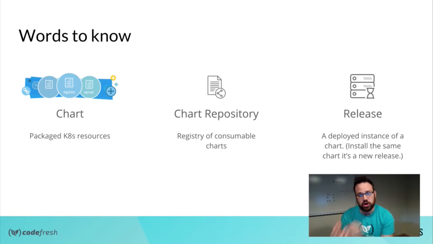The other thing to know about is a chart repository. Think of this as Docker Hub, but for charts. It's a registry where people can consume these charts. And we'll talk about the anatomy of a chart and what's actually inside of that in a second. The next thing to know about is a release. A release is a chart that has been deployed, and every time you deploy a chart, it is a new release. It could be the same chart, nothing changed, but you redeployed it, that becomes a new release. And Helm is going to track all of your releases so that we can do things like rollbacks and comparisons.